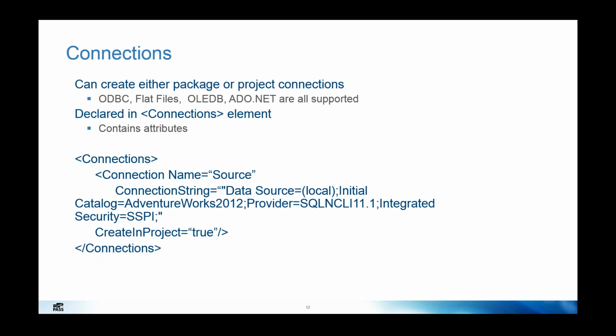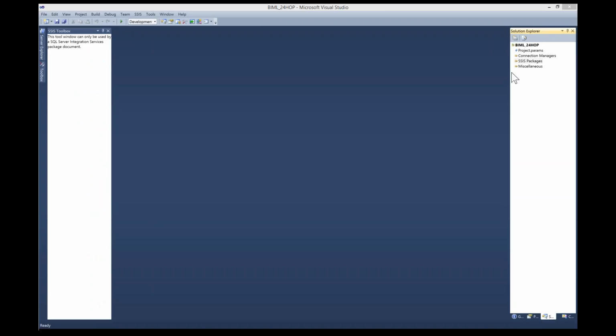So for example, if I were to create a connection to my source data, in this case we'll use AdventureWorks as our source, I would open up my connection string and then I would give it a name and I'd hit whatever the string is and then I'd type in the provider and then I would optionally include this create in project tab. And we don't want to just stare at this, so let's go write something.